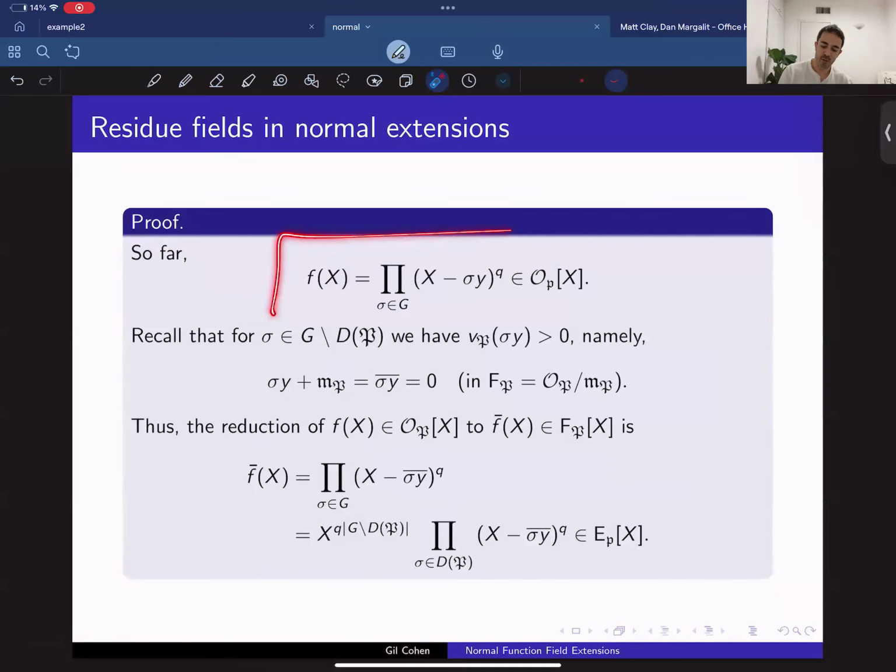Okay, so to summarize, so far we proved this thing. We proved that this polynomial, which is not the polynomial I promised you, still, is a polynomial with coefficients in O capital P. And so this means that we can mod out the coefficients by MP, right? So the coefficients are actually functions that are defined in small p. So we can evaluate them at small p, or mod out by MP.